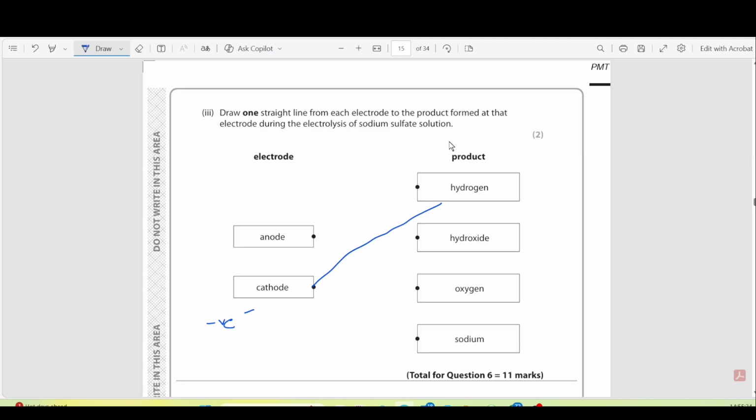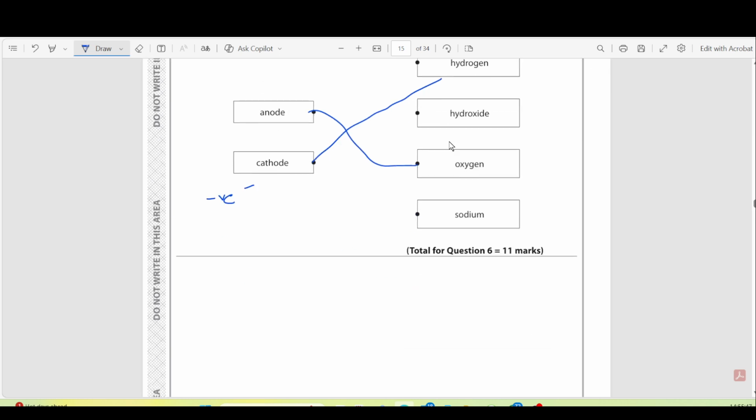And at the anode, the positive electrode, negative ions are attracted to the anode. If the negative ion is sulfate or nitrate, oxygen gas is produced from the hydroxide ion. So it will form oxygen.